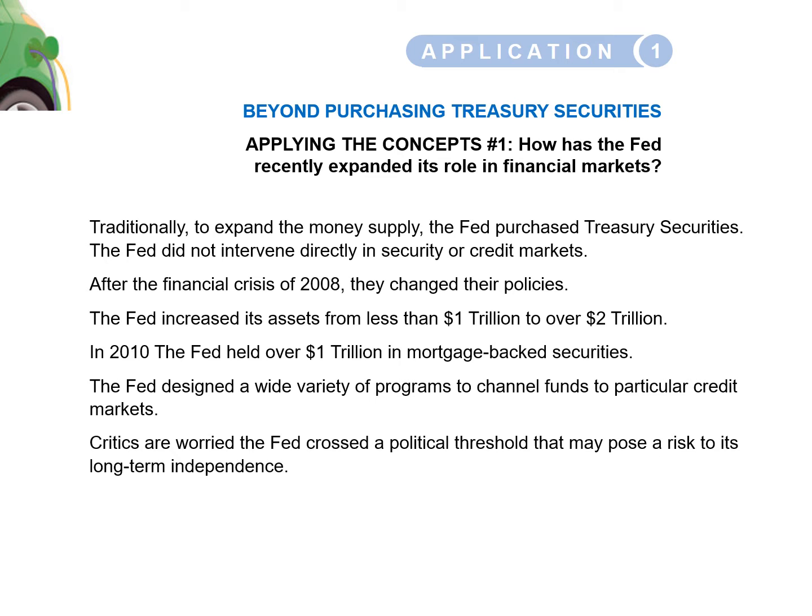And the Fed did not intervene directly in a traditional situation in the securities or credit markets. But after the financial crisis, that changed. Federal Reserve Bank increased its assets from less than $1 trillion to over $2 trillion. In 2010, Fed held over $1 trillion worth of mortgage-backed securities. The Fed designed a wide variety of programs to channel funds to particular credit markets, and the critics are worried that the Fed crossed a political threshold that may pose a risk to its long-term independence.